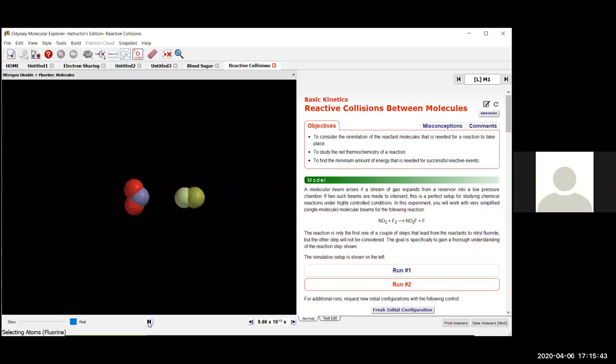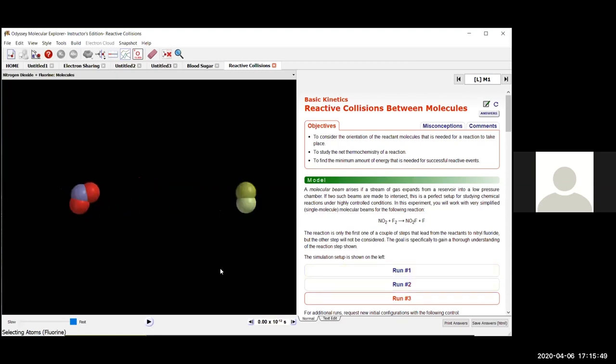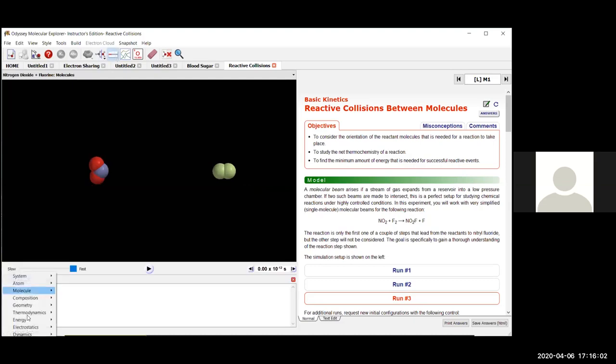And here I got now my reactive event. So I can also control the amount of energy that goes into the system. If I put it back, this is the perfect orientation that would actually lead to a reaction. But I will go here to energy, total energy molar, and I will lower this from 67 kilojoules per mole to 10 kilojoules per mole.